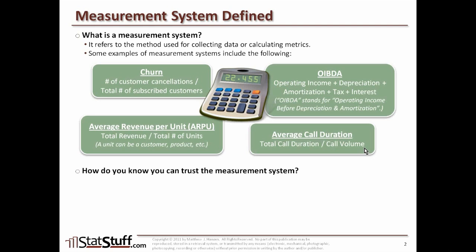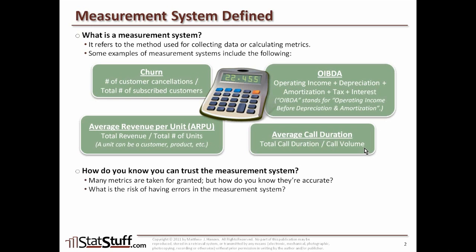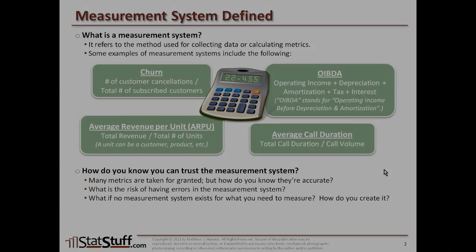But how do you know that you can trust whatever measurement system you might have? There are many metrics out there, and sometimes we take them for granted. But how do we know that they're accurate and that we can trust them? What's the risk of having errors in the measurement system? And what if there is no measurement system that exists for what you need to measure? Then how do you create one? Well, this is all part of what we need to explore. We need to understand that a little further, and the measurement system analysis, or MSA, is one way to do that. Okay, now let's talk more specifically about what an MSA is.